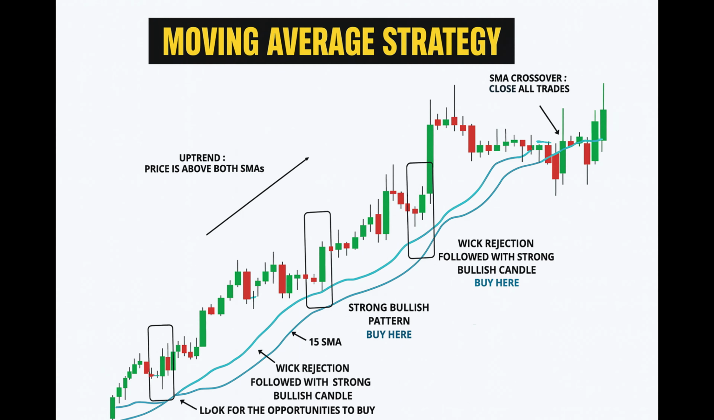The strategy suggests holding the position until the moving averages cross again in the opposite direction. When the 15 SMA crosses below the 20 SMA, it signals the end of the trend, and all trades should be closed. This approach helps traders ride the trend with clear and simple rules based on moving average crossovers, price pullbacks, and bullish confirmation candles.